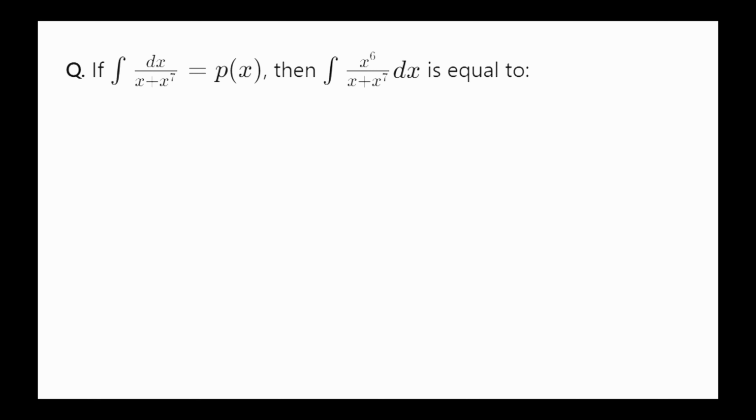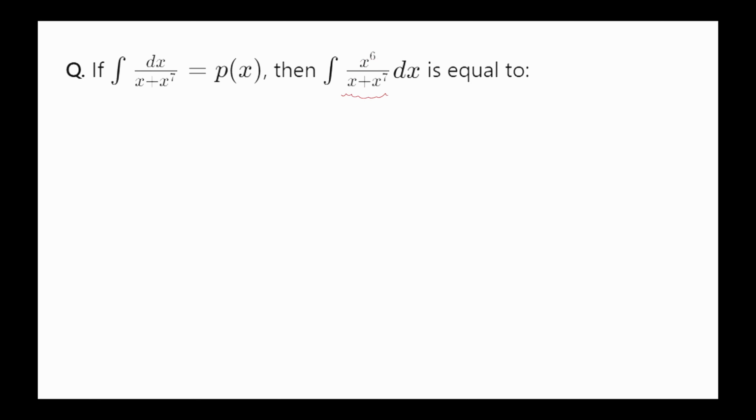Let's look at this question again. A very basic question. They've given us that integration of dx by x plus x to the power 7 is px. Then we need to find out the value of integration of x to the power 6 upon x plus x to the power 7 dx. So what we'll do is, if you look at this equation carefully, what you can see is if I take x common in my denominator, I would have x into 1 plus x to the power 6.